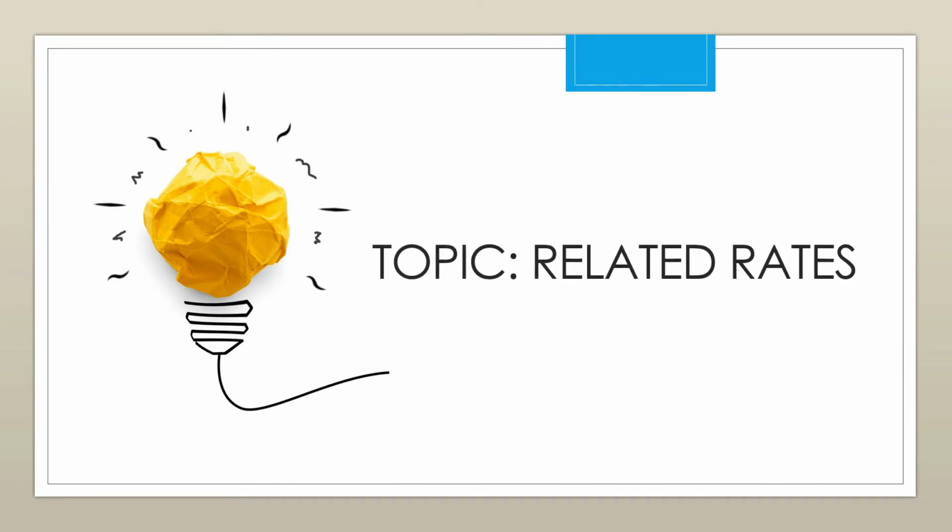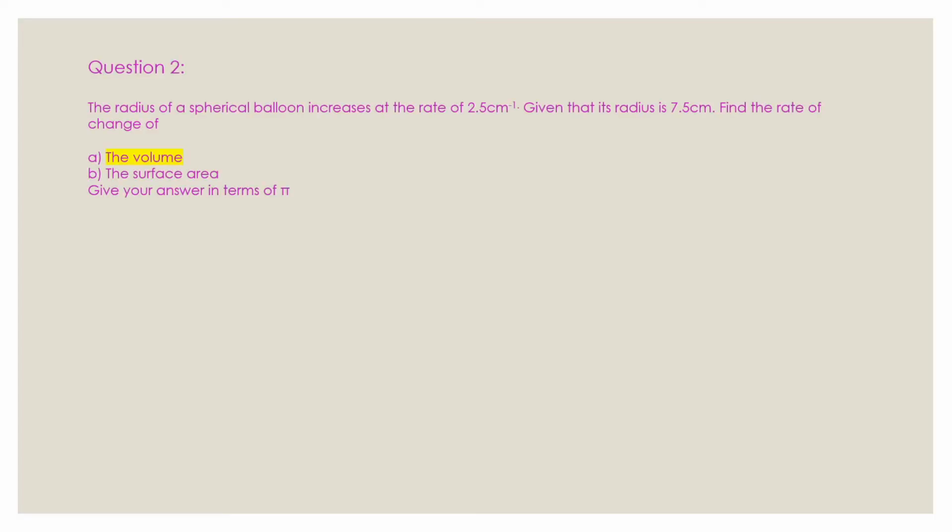Assalamualaikum. My name is Daniel. Now, I will continue with question 2 in the topic related rates. Question 2. The radius of a spherical balloon increases at the rate of 2.5 cm. Given that its radius is 7.5 cm, find the rate of change of the volume and the surface area. Give your answer in terms of pi.